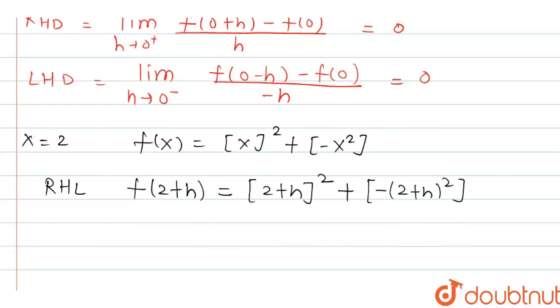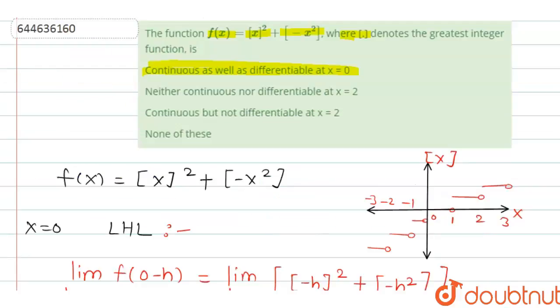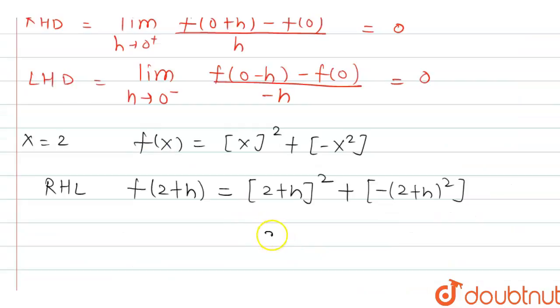As we know, in the greatest integer function, any quantity which is greater than 2 but less than 3 has value 2, because by the diagram of the greatest integer function, the value is 0, 1 and then 2 here. So this is equal to 2, and we can write it as 2 square plus greatest integer of minus (2 plus h) square.